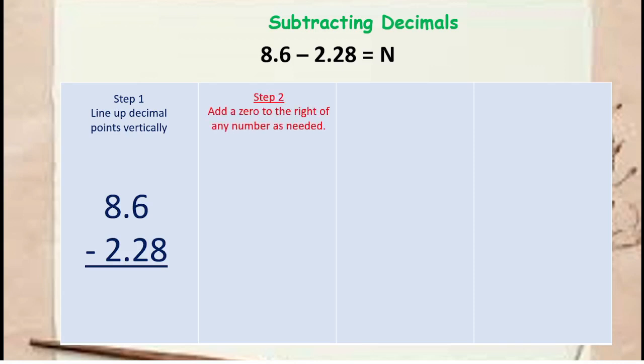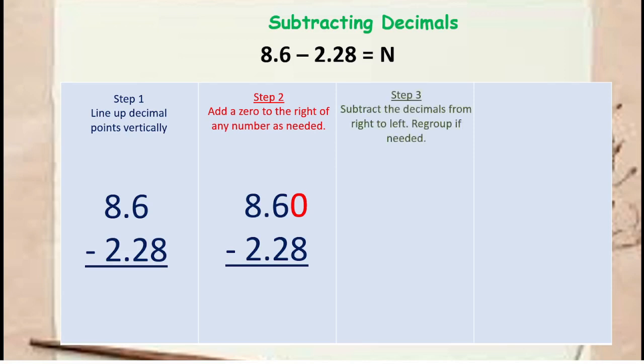Step 2, this is very important, we must add 0 to the right of any number as needed. So in our minuend, we only have 8 and 6 tenths to be subtracted with 2 and 28 hundredths. To make it easy to subtract, we need to add 0 to the right side of 6. So it turns now into 8 and 60 hundredths minus 2 and 28 hundredths. Now they have the same number of digits, so we can proceed with the third step.